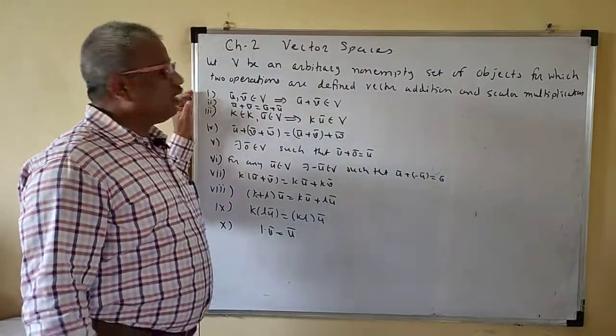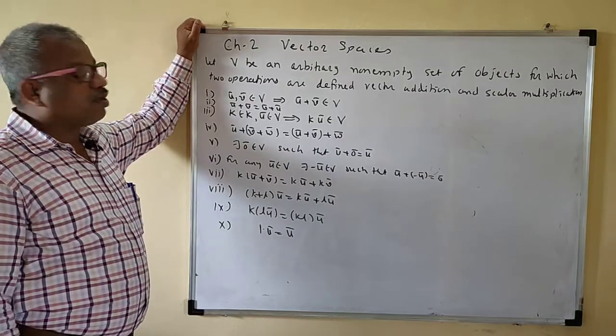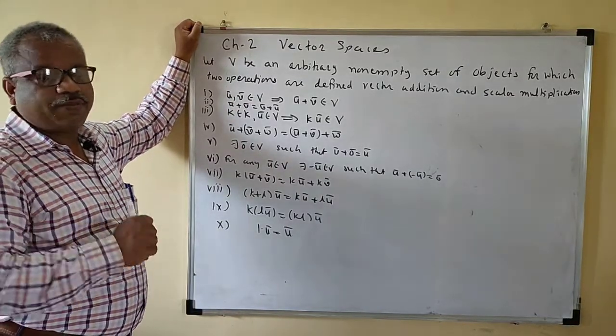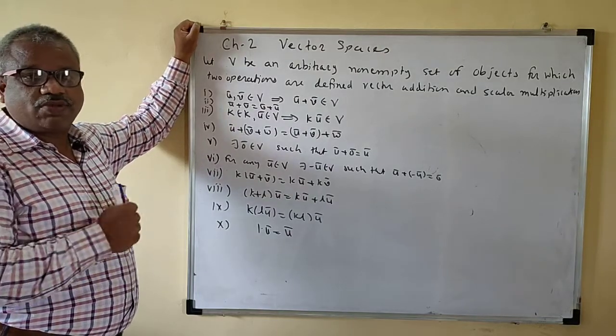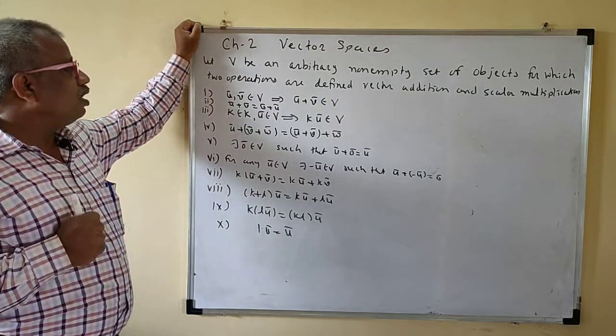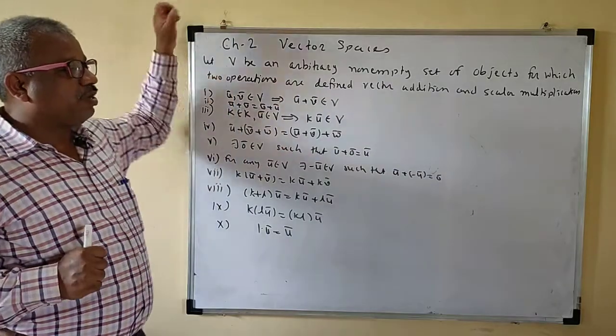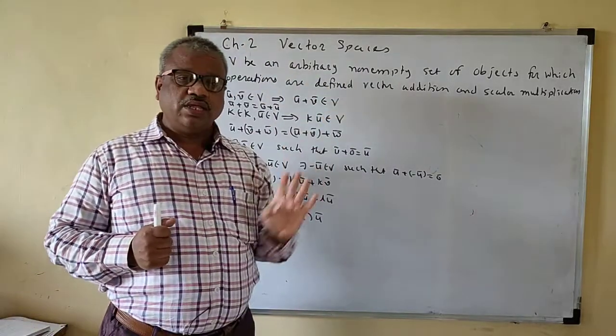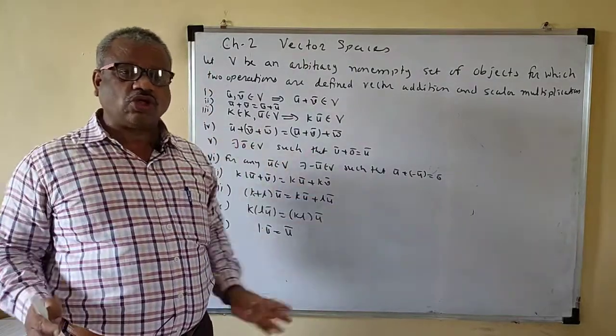Now we'll revise the second chapter of linear algebra, that is the vector space. We'll define the vector space. First, we will see what we mean by a vector space. Suppose V is an arbitrary non-empty set of objects for which two operations are defined: vector addition and scalar multiplication. So two operations are already defined there.